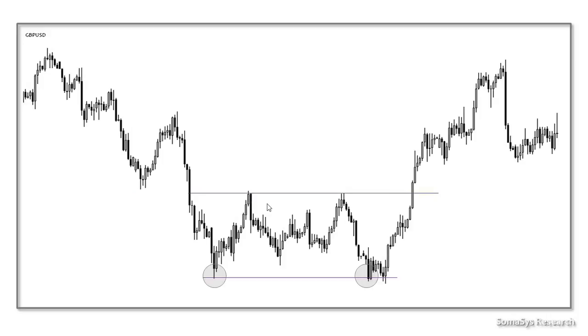Now this being resistance, penetration of the same, which happened over here, completes the double bottom and leads to a change in trend. In order to derive the price objective, take this distance from the support over here to the resistance zone and add it to the breakout point over here. The target is eventually seen to materialize.